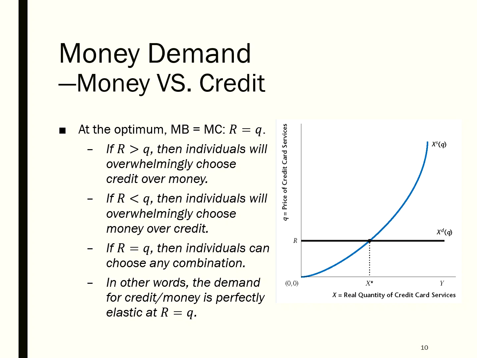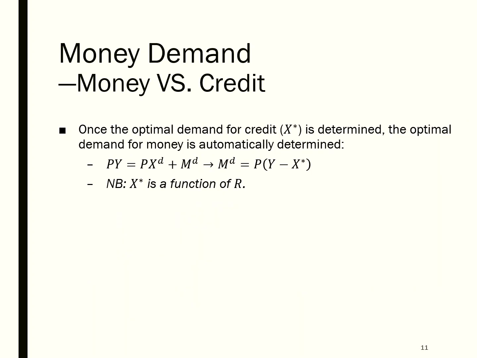So R equals Q is the condition for you to make the decision between how much money to use and how much credit to use. That is why we start our discussion of money demand with the discussion of credit demand, because once the optimal demand for credit is determined, the optimal demand for money is automatically determined.